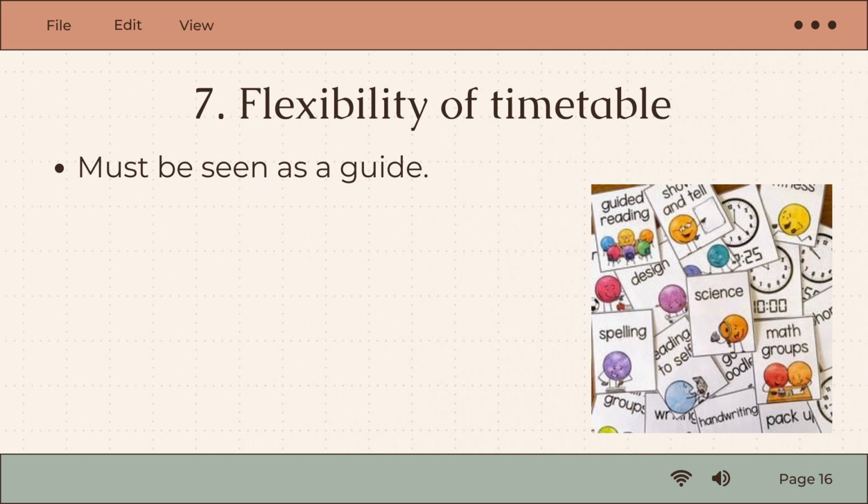The seventh one is flexibility of timetable. This must be seen as a guide. So, kita nga teacher, we need to be flexible in the use of the timetable. So, for example, when certain unexpected events occur that may be educationally enriching for the children. So, we teachers should be flexible and kanang magbuhat og necessary changes in the timetable to cater for such events.